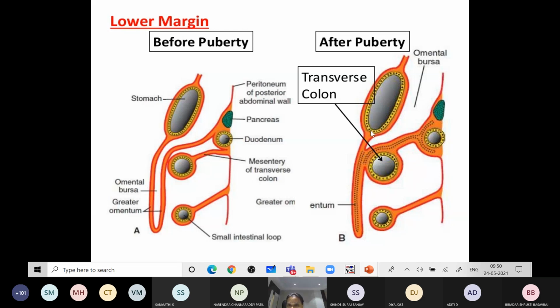So just below the greater curvature of the stomach, there is a very little space, the lesser sac. Before puberty, there is a space between the second and third layer of the greater omentum. This space is obliterated after puberty. This will be up to a few centimeters below the greater curvature of the stomach. Otherwise, the lesser sac lies behind the lesser omentum and the stomach. So this is how the space of the lesser sac before puberty and after puberty differ.